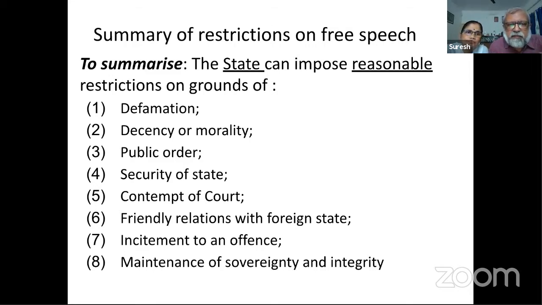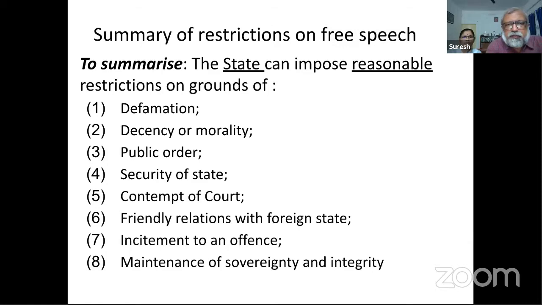The second part of it is security of the state, friendly relations with foreign states, and maintenance of sovereignty and integrity. These are 3 things related to the state. Whatever is the understanding of the state, but the larger state. And then you have a third variety. One is if the speech is in terms of contempt of court. And the last one, if the speech or expression is an incitement to an offense. You can actually take 1, 2, 3, and 7 together, because they all constitute activities which could be that of both individuals or that of groups.